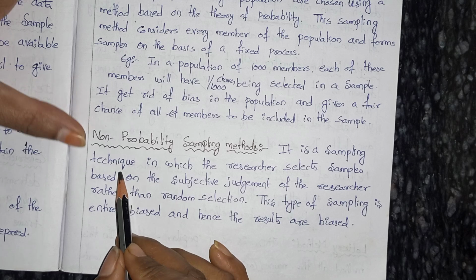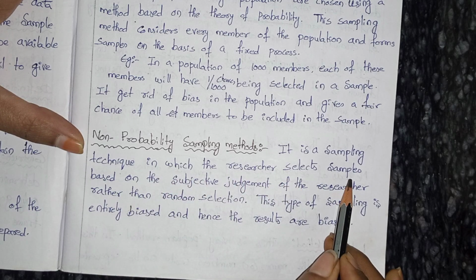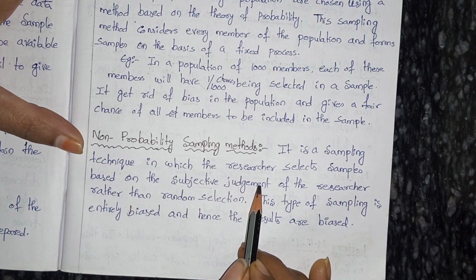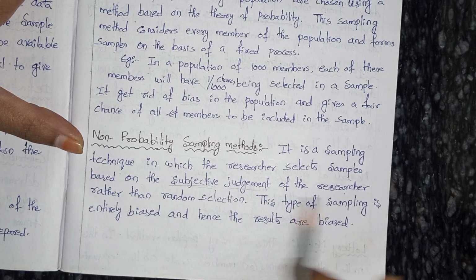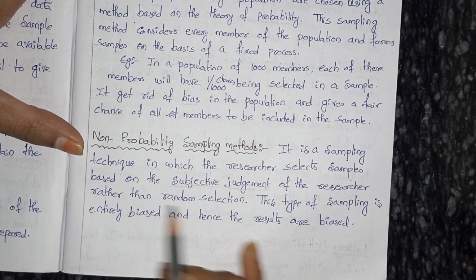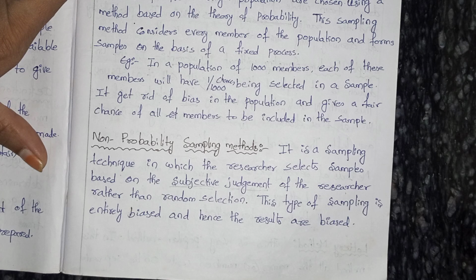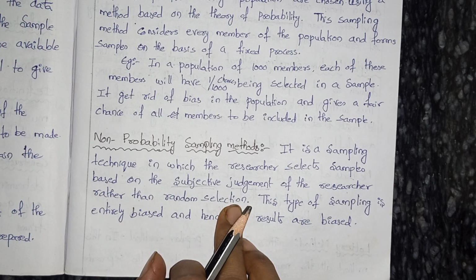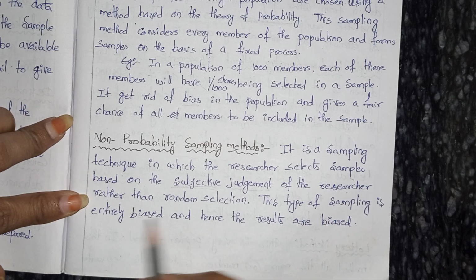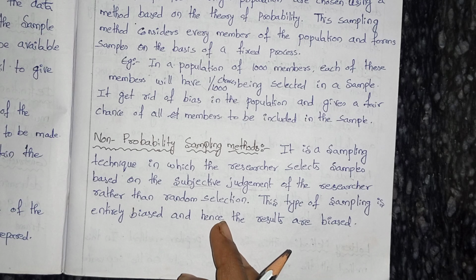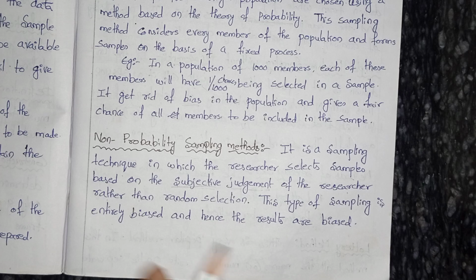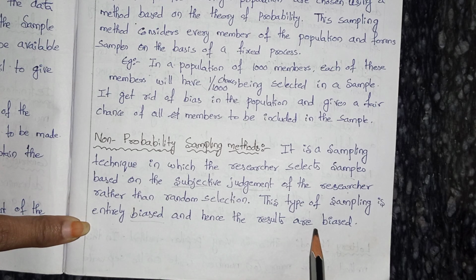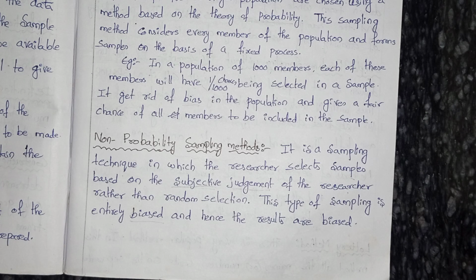It is a sampling technique in which the researcher selects samples based on the subjective judgment of the researcher rather than random selection. The researcher won't select the samples from the population randomly; he will select those members who are needed for the sample. That means it won't be a fair selection. So this type of sampling is entirely biased, because whom he wants, he will take, and the others he won't select in the sample. That's why non-probability sampling method is called a biased method.